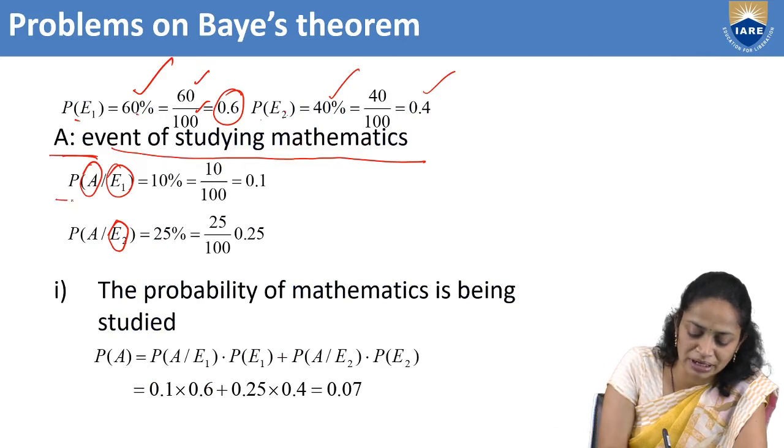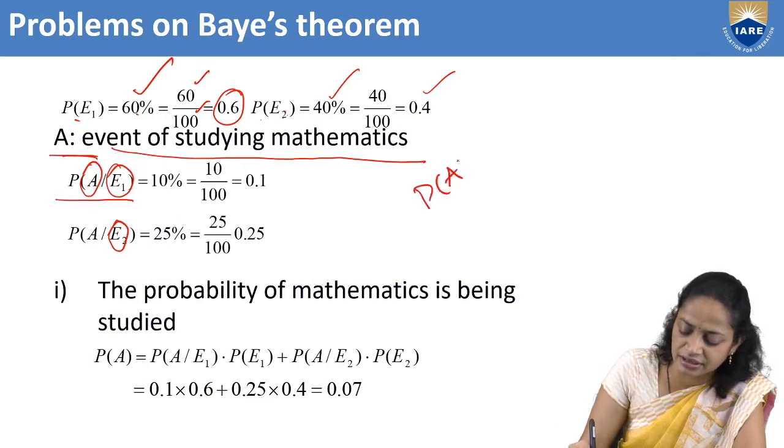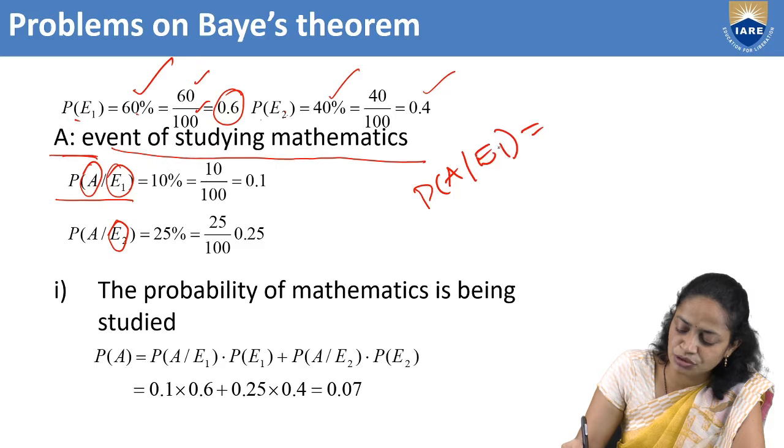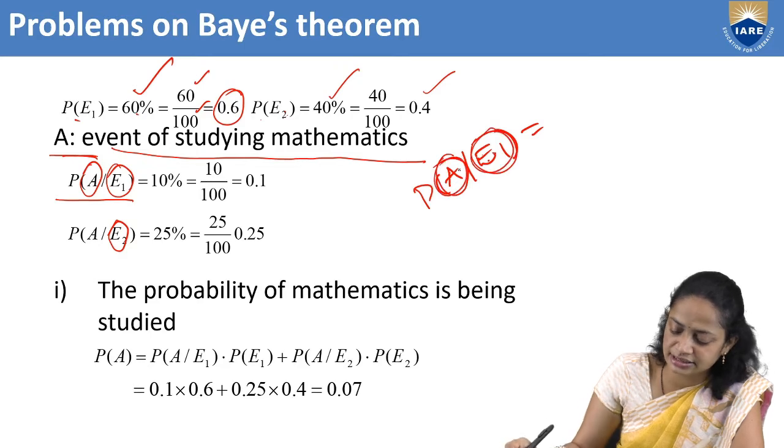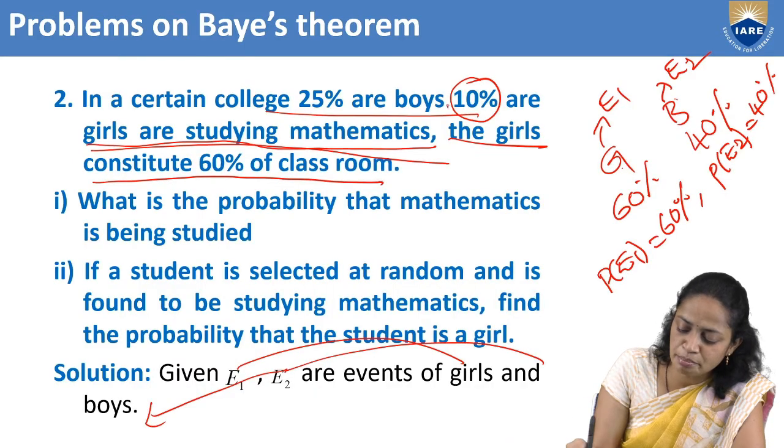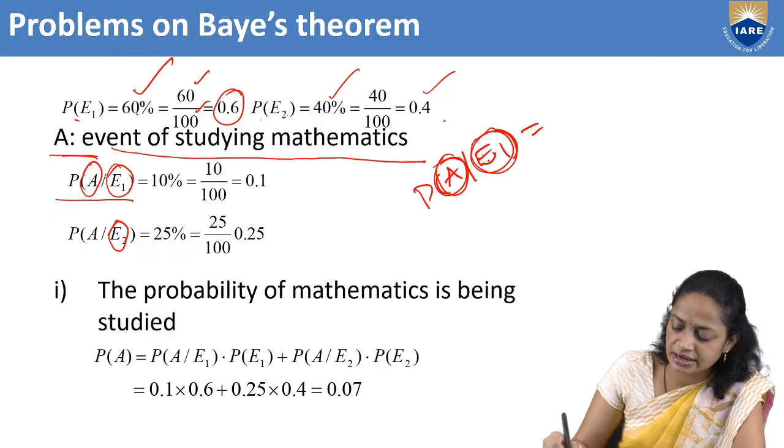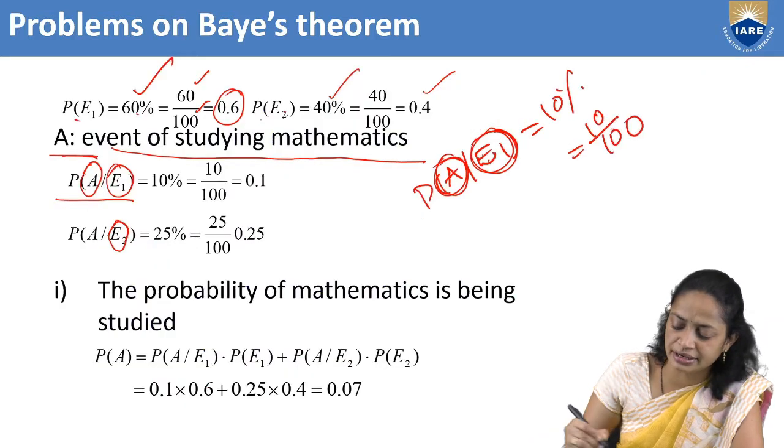So that's why we need probability of A given E1. Here E1 is girls and A is studying mathematics. How many girls are studying mathematics? Here 10% of girls are studying mathematics. So that's why 10 by 100.